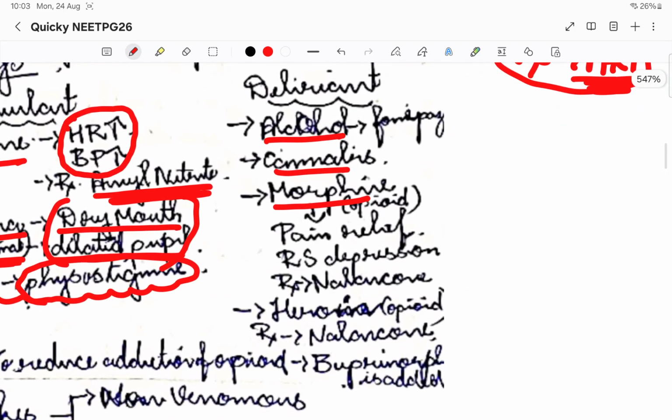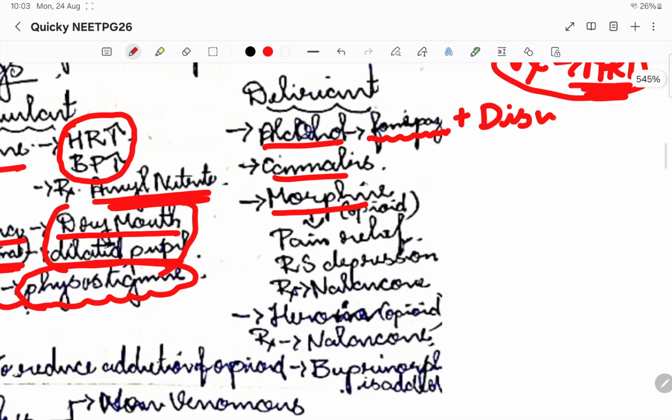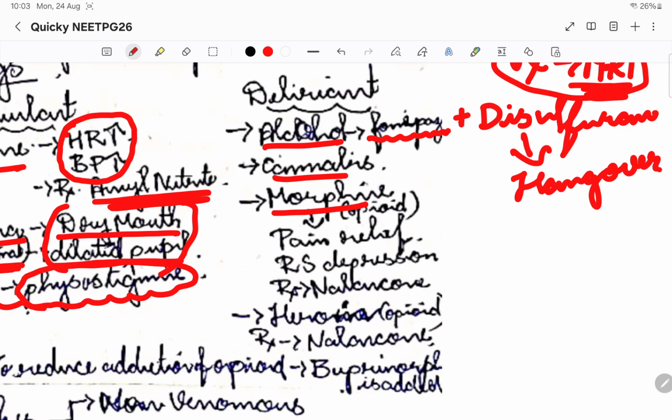Then coming to deliriants, it is going to be alcohol, cannabis, and opioids. For alcohol, the management will be fomepizole, and disulfiram. Please remember, disulfiram causes a hangover, and after the hangover the patient tells himself, okay, no need of alcohol anymore. This is what we are trying to instill in a long-term alcoholic patient. So disulfiram causes hangover-like symptoms, whereas the antidote is fomepizole.